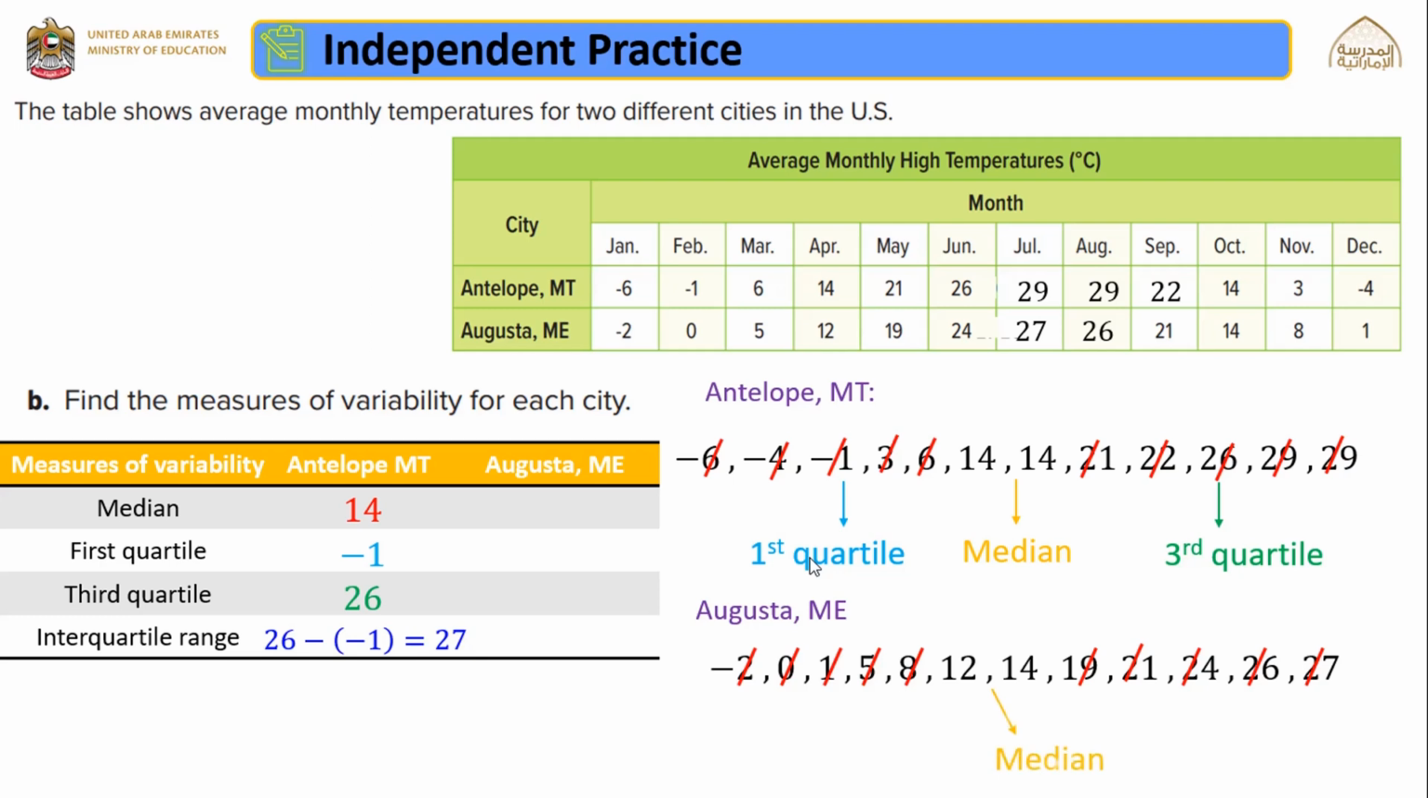So the median lies exactly in the middle between 12 and 14, which is 13. To find the first quartile, we need to find the median of the lower group. To find the third quartile, we need to find the median of the upper half. The interquartile range is the difference between the third quartile and the first quartile. 24 minus 1 is 23.